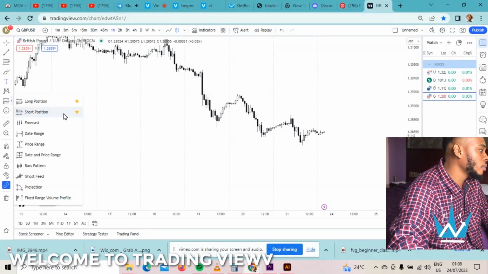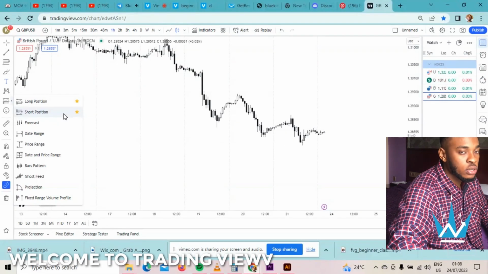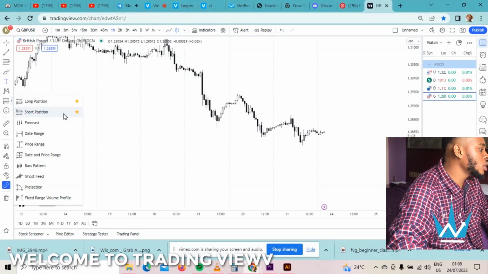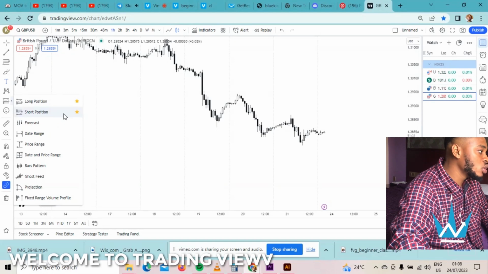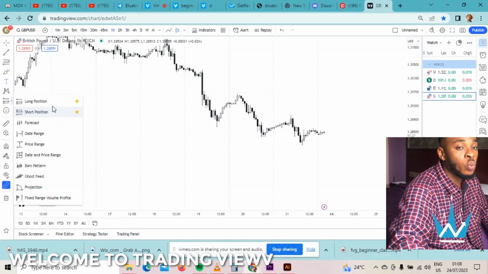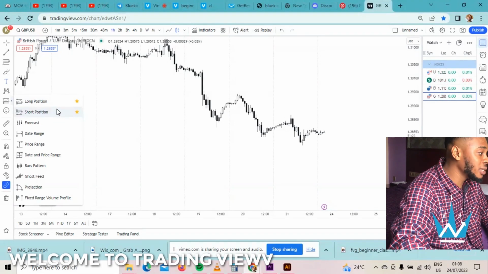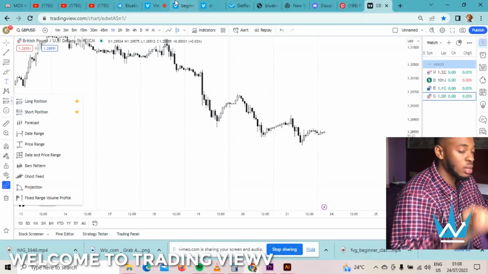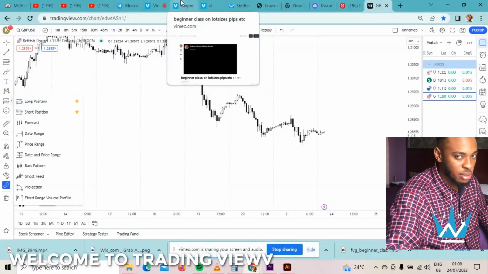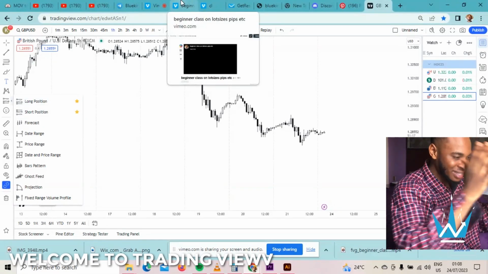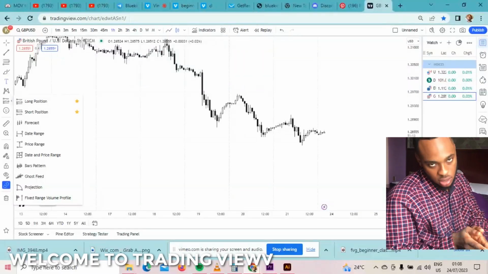The next is forecasting and measurement tools. Forecasting and measurement tools, long position and short position are the ones I use most here. I don't use any of the others. Okay, so why do I use these two? These two I use in predicting where the price is likely to go. So if it's likely to go up, use long position. In Forex, buy and long are synonymous, similar, for the same purpose. They mean the same thing.